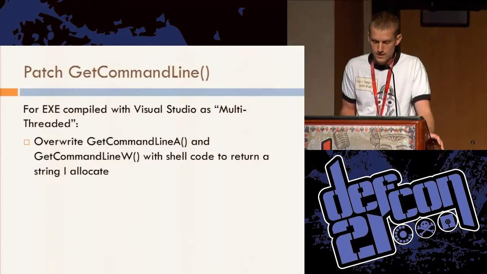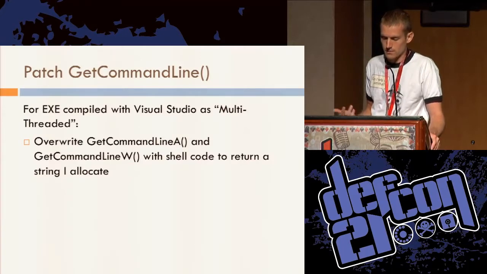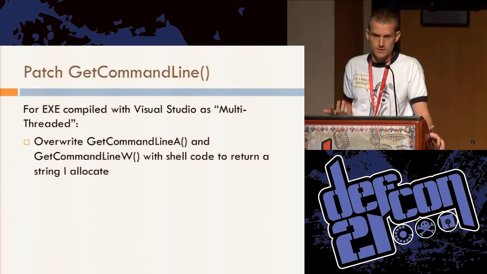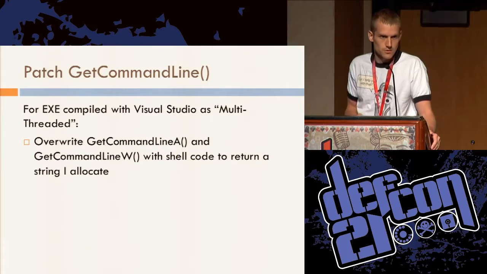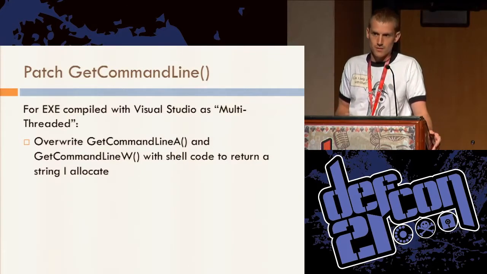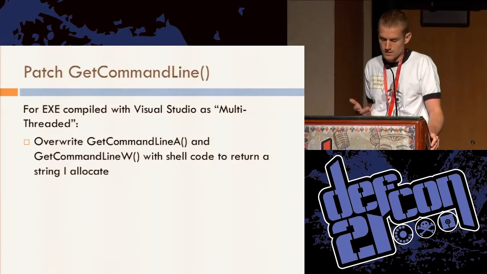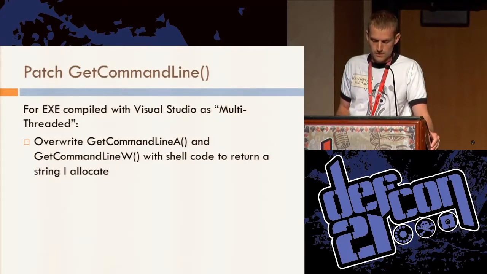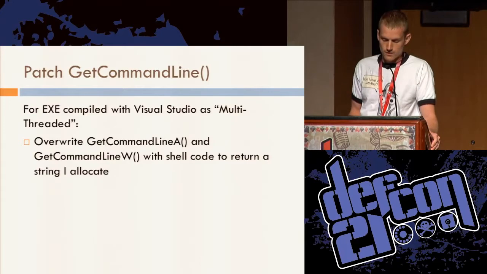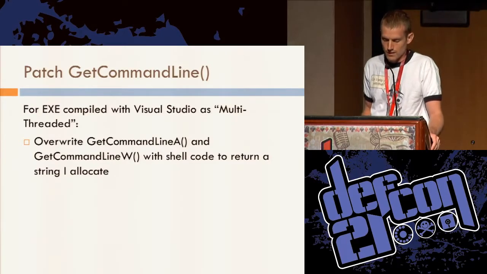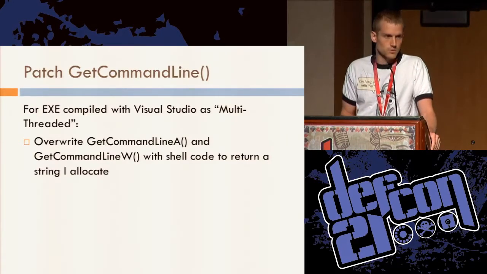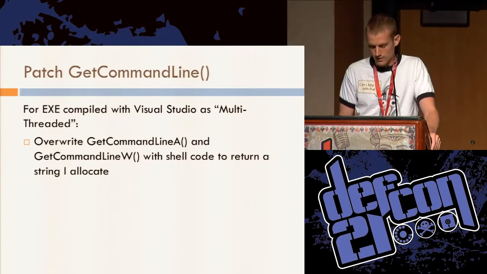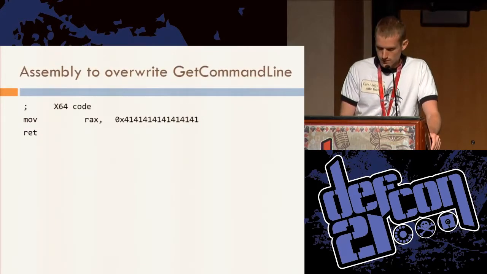So patching GetCommandLine is super easy. GetCommandLine is a function that takes no arguments, and it just returns you a string pointer to the command line arguments with no formatting or anything done. So all you need to do in PowerShell is just allocate a string on the heap and then overwrite the GetCommandLine function with shellcode that just returns the address of the string that you allocated. So very, very simple, right?